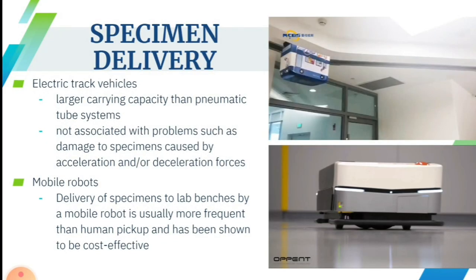The instrument's microprocessor holds the number of samples in memory and aspirates only in positions containing the samples. Next we have the electric track vehicles, which have larger carrying capacity than pneumatic tube systems and are not associated with problems such as damage to specimens caused by acceleration or deceleration forces. We also have our mobile robot. Delivery of specimens to lab benches by a mobile robot is usually more frequent than human pickup and has been shown to be cost effective.